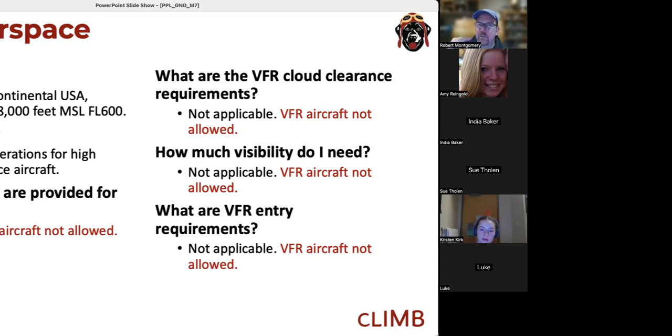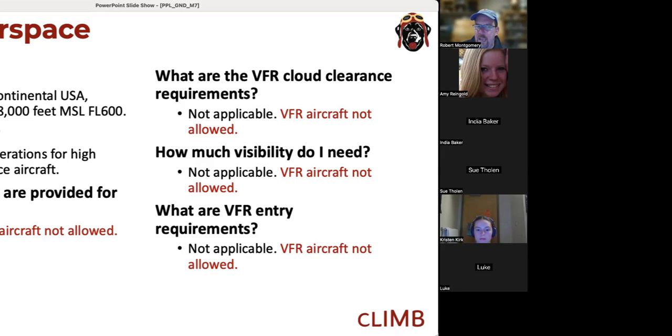What is flight level 600? Anybody know? 60,000 feet. You're on the right track. Can you be more precise? It's a pressure altitude of 60,000 feet.